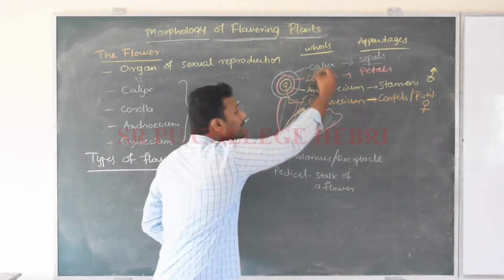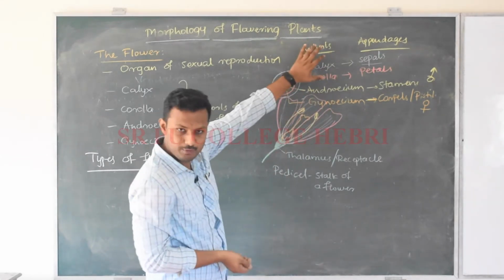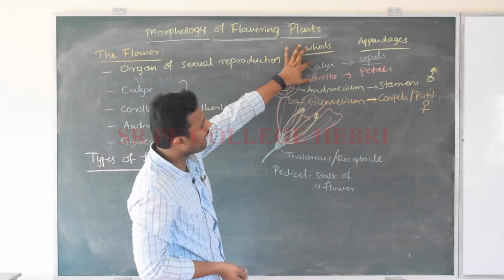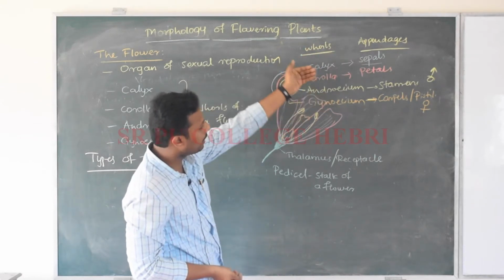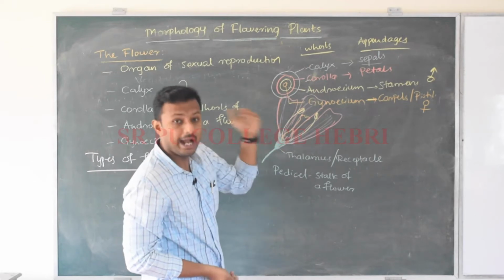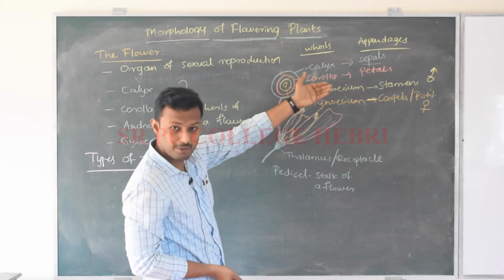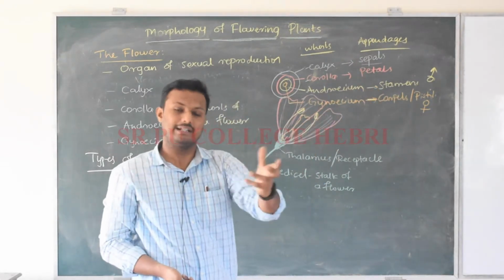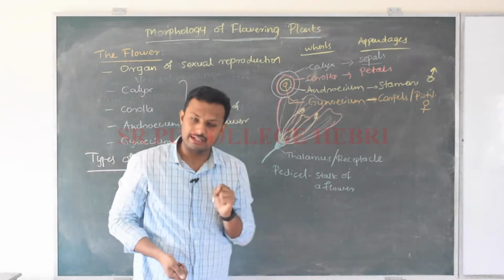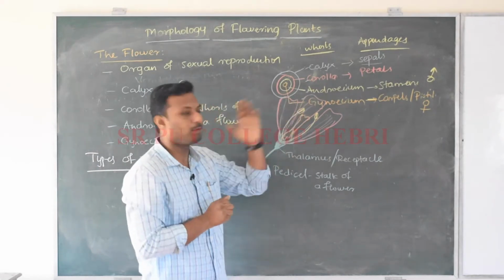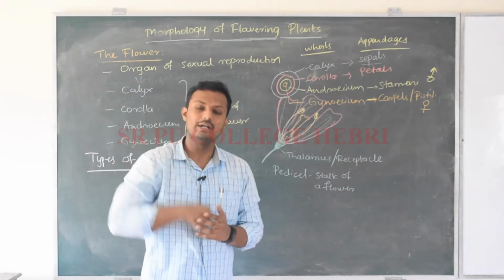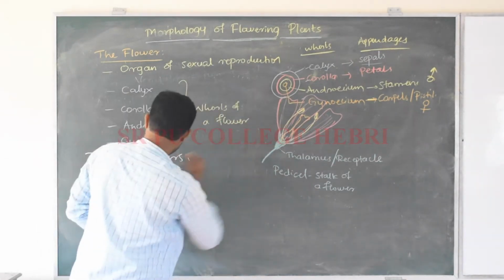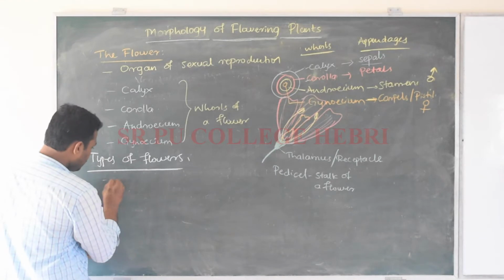Then what do these do? Of course we are going to study in detail about these. The main function of these two is to provide protection to the innerlying androecium and gynoecium, and also, especially the corolla, that is the petals which are attractively colored, will attract the pollinators to cause pollination, which will later lead to sexual reproduction. Yes, so now let us look into the types of flowers, that is unisexual flowers.